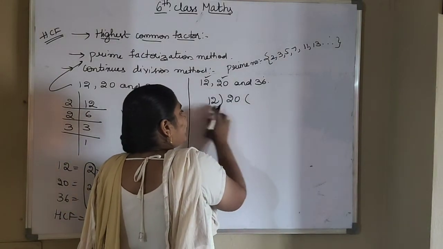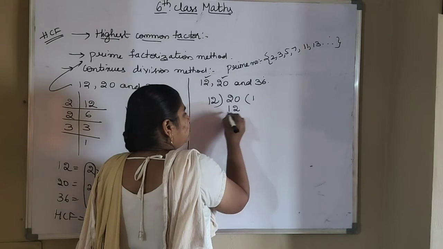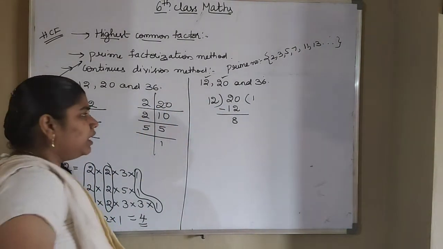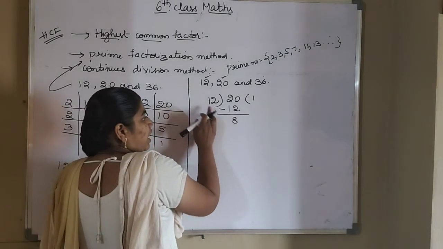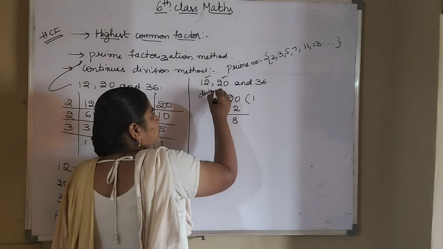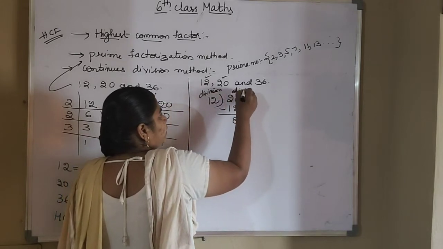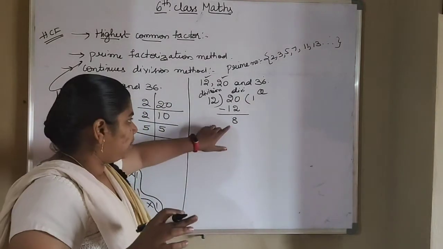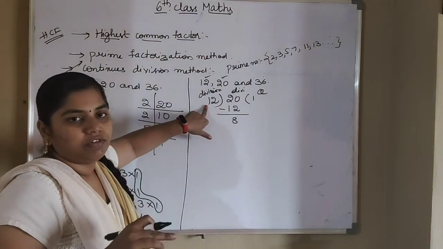One time. 12 ones are 12. So if you subtract, it will be 8. Now this divisor we have to divide with 8. This is called the divisor, this is the dividend, and this is the quotient. This will be the remainder. So this remainder and this divisor value we will use now.